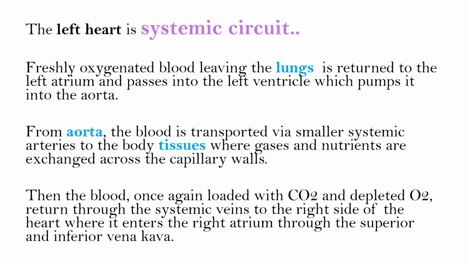Freshly oxygenated blood leaving the lungs is returned to the left atrium and passes into the left ventricle, which pumps it into the aorta. From the aorta, the blood is transported via smaller systemic arteries to the body tissues where gases and nutrients are exchanged across the capillary walls. Then the blood, once again loaded with CO2 and depleted of O2, returns through the systemic veins to the right side of the heart, where it enters the right atrium through the superior and inferior vena cava.